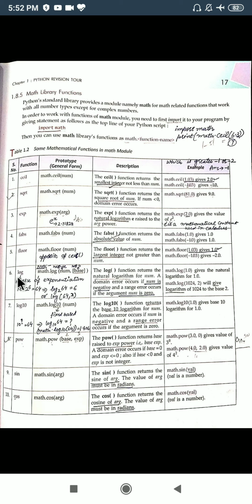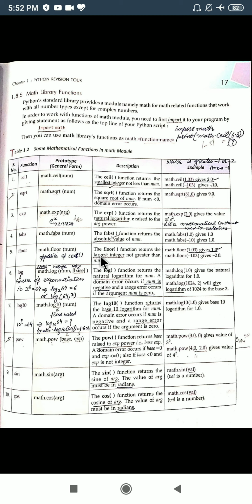Let us start with our next function, that is floor function. Floor function is just opposite to the ceil. Here the ceil function is supposed to return the smallest integer not less than the number, and floor is supposed to return the largest integer not greater than the number.